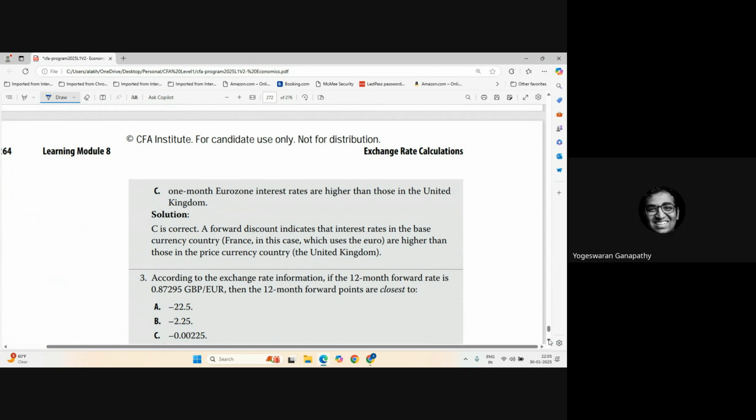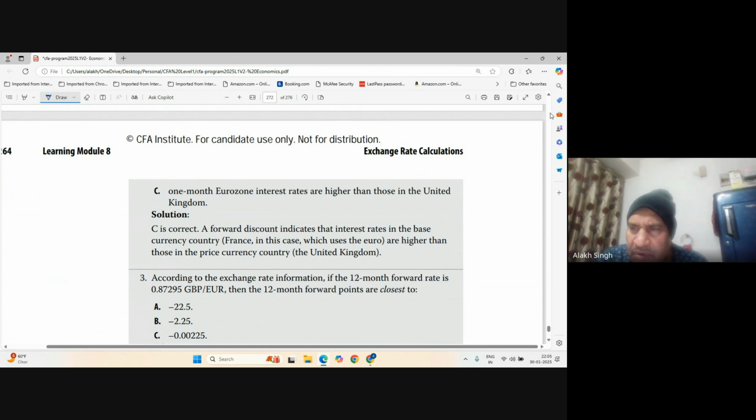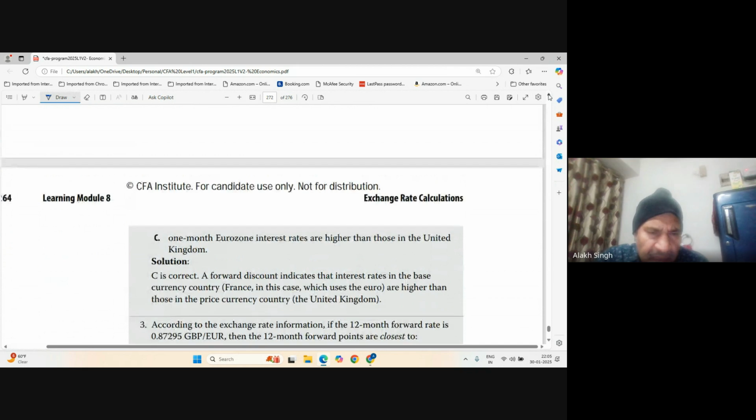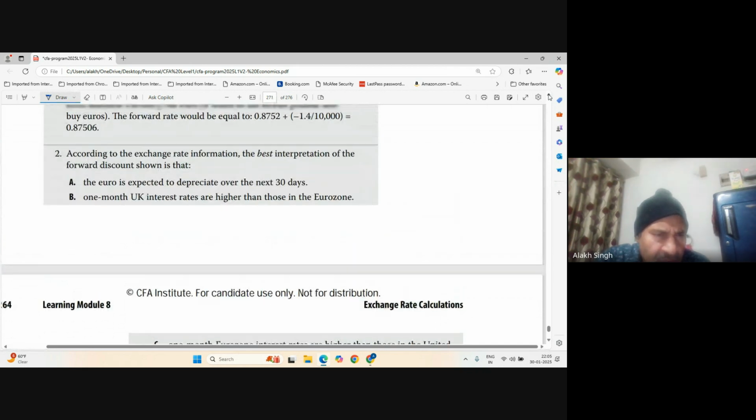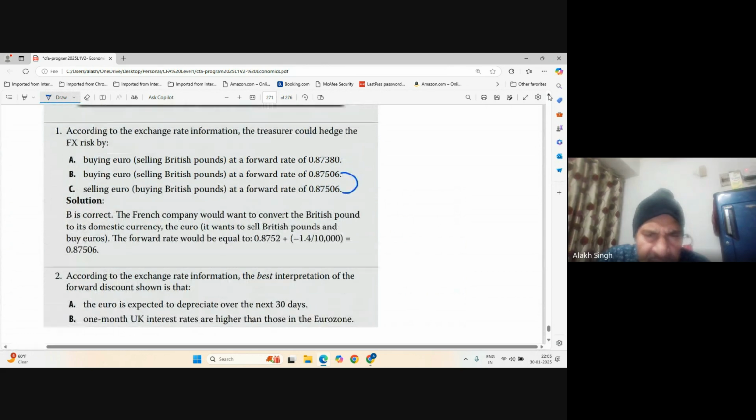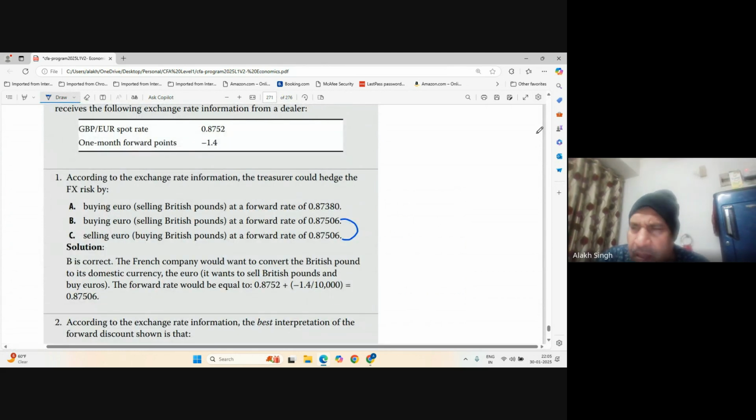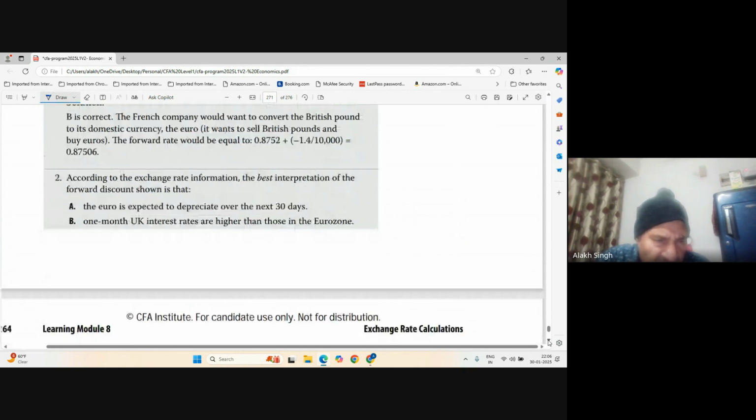According to the exchange rate information, if the 12-month forward rate is 0.87925 GBP per euro, then the 12-month forward points are closest to... I have to subtract both the points. So 0.87295, and how much was it in the beginning? And multiply that by 10,000. 0.8752. So 0.8752, and how much was that after deduction?